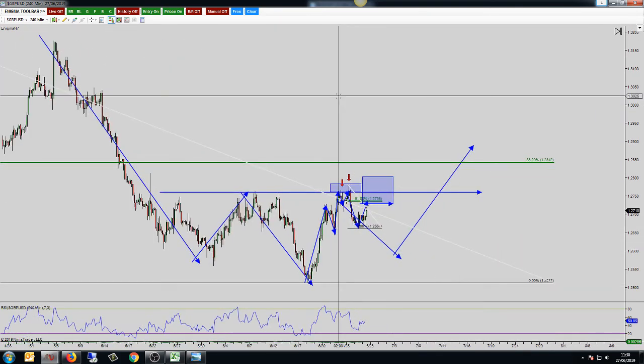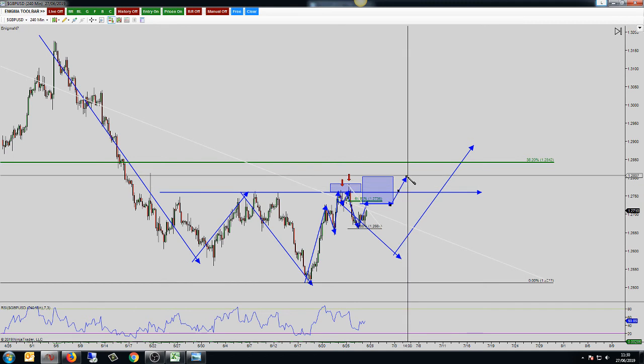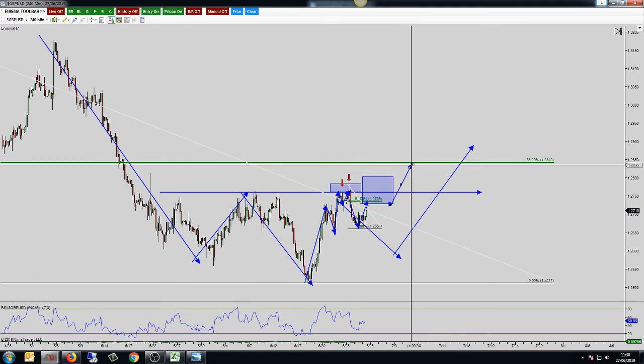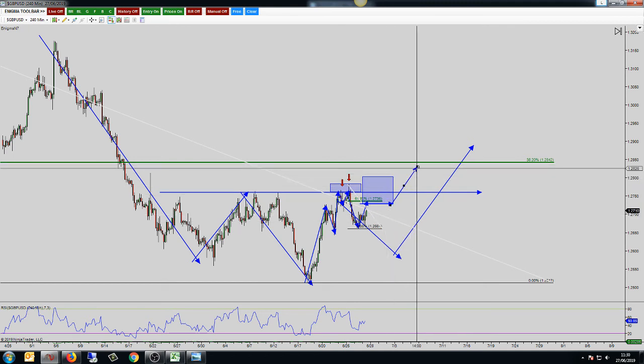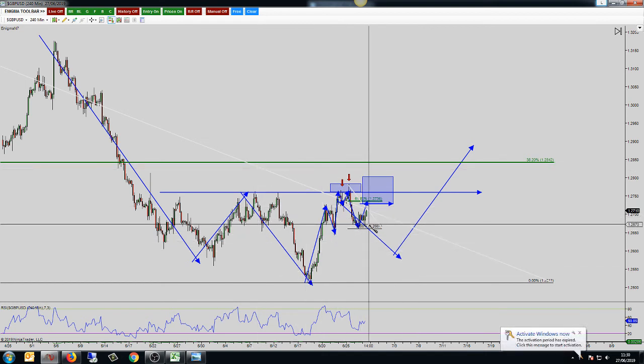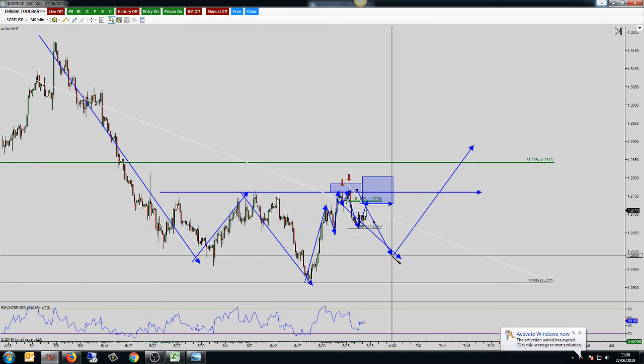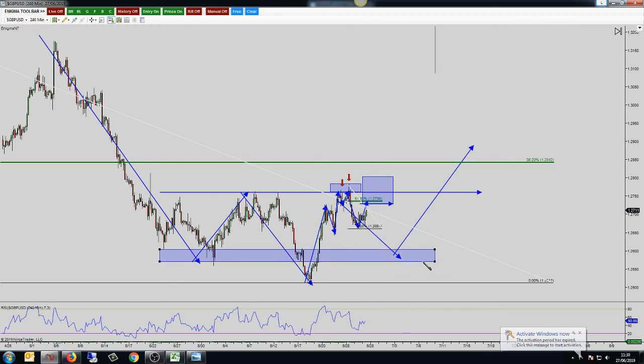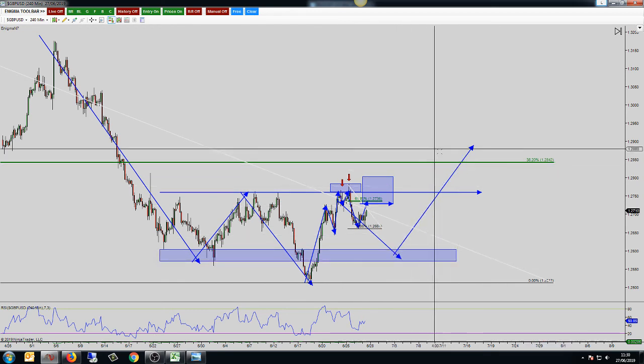Obviously we have the bat pattern and the butterfly that we just spoke about on the dailies, and we've come close to targets here at the 382, but that doesn't mean that we're going to rally straight up and hit them. Based on this setup, I believe we're going to see a retracement, potentially to the left shoulder, and from that point we could then see the move on up.